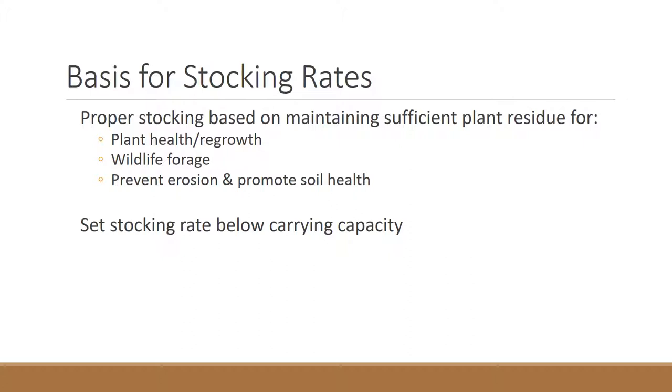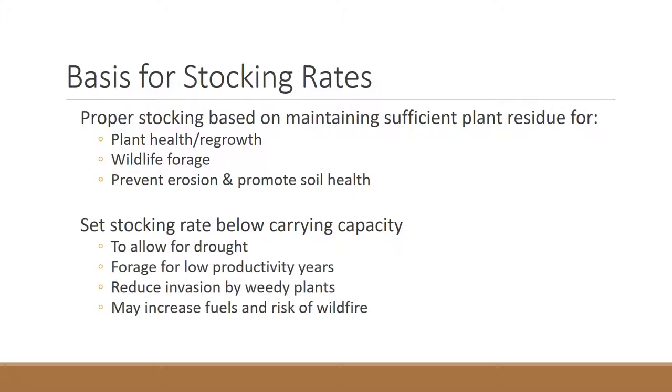And then finally, you want to leave residue behind to promote soil health and prevent erosion. So if those are things that are in your mind and in your goals as a manager, then you want to set the stocking rate somewhere below carrying capacity. In other words, you want to put an amount of animals out there that will allow for the land to be sustained on a long-term basis. Because remember, that's the definition of carrying capacity, a level that would allow the land to be sustained and be healthy on a long-term basis.